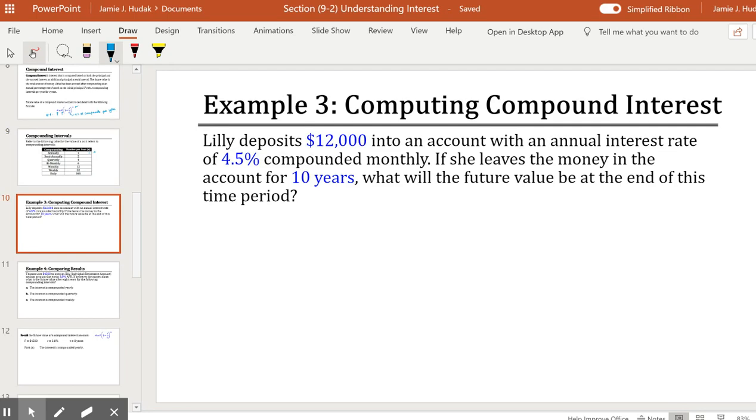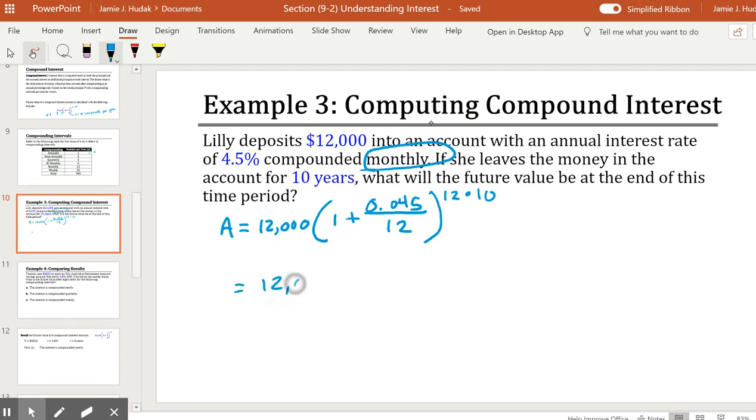Example 3, computing compound interest. Lily deposits $12,000 into an account with an annual interest rate of 4.5% that is compounded monthly. If she leaves the money in the account for 10 years, what will be the future value of this investment at the end of that time period? So we can say amount is equal to $12,000, the principal, times 1 plus the interest rate as a decimal, divided by the number of times it is compounded. Monthly tells us to divide by 12, close the parenthesis, and in the exponent we have the compoundings, 12, times the number of years, 10.